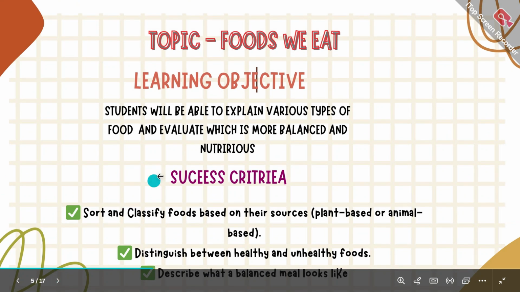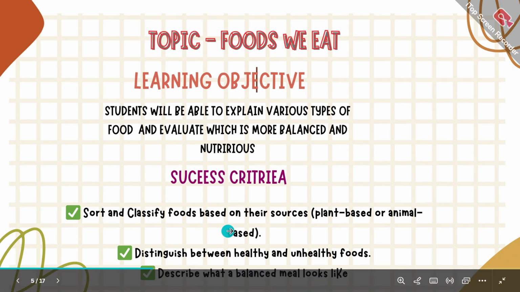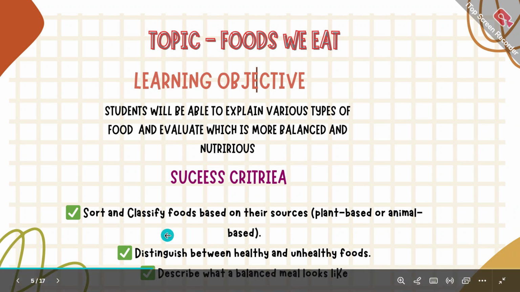Okay, so let's see the learning objective. Topic is food. Learning objective: students will be able to explain various types of food and evaluate which is more balanced and nutritious. What is food? With success criteria after the students learn: sort and classify foods based on their source, plant-based or animal-based. Distinguish between healthy and unhealthy foods and describe what a balanced meal looks like.